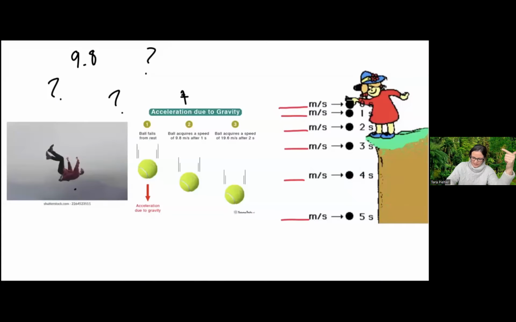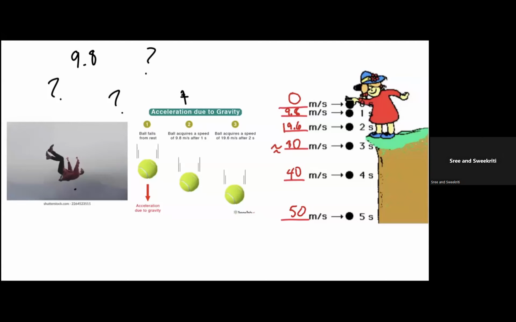Okay, so here's a good example. At the first second, of course, you're at 0. The next second you're at 9.8, but then the second, you're at like 19.6. And then the third second, like 28 something, and the fourth second you're at 40. That's how the acceleration due to gravity works. It keeps going until you hit what's called terminal velocity, which means it can't accelerate anymore.